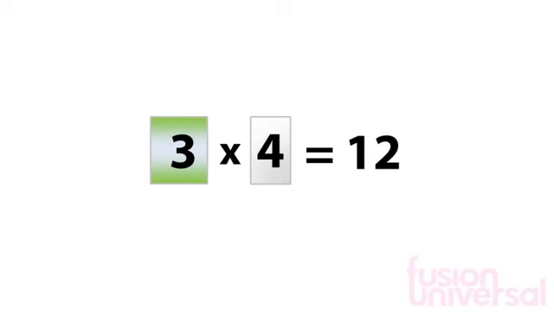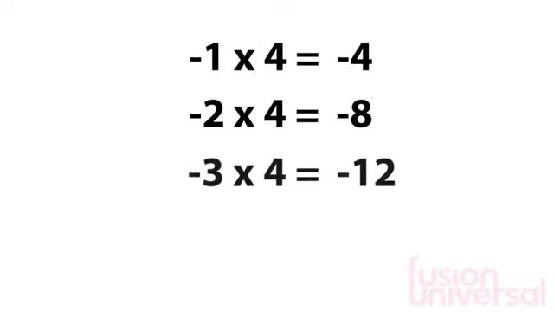This time, each reduction reduces the product by 4. Again, we can start to build a negative times table. From this times table, we can see that a negative multiplied by a positive gives a negative product.